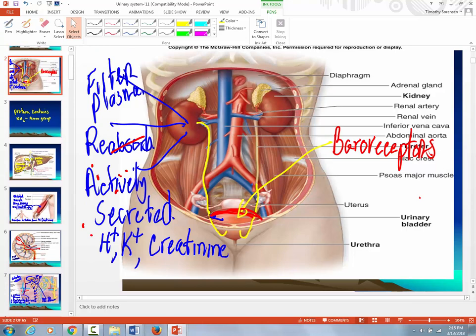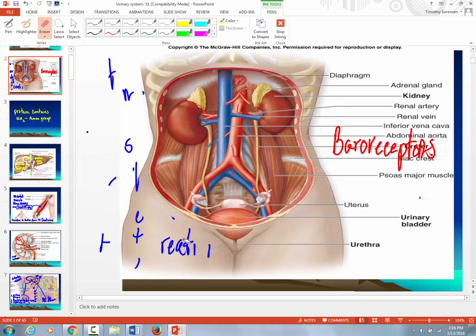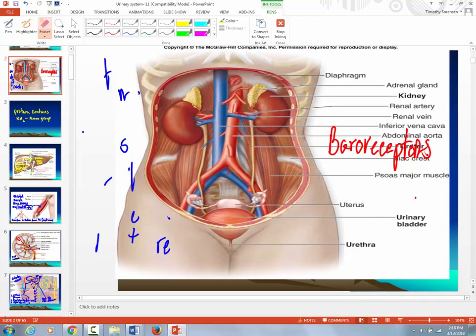So that's a real quick overview of the urinary system. Okay, here we go. So there's a question about the functions of the kidney. I'm telling you right now, that question's going to be on there, right? Did I tell you that? Yes. It's going to be on there.